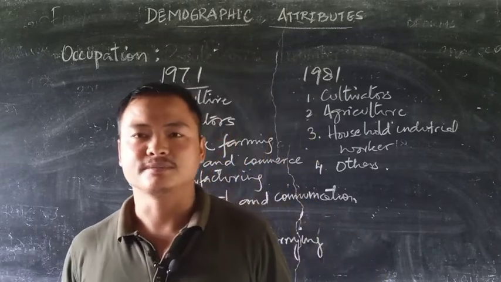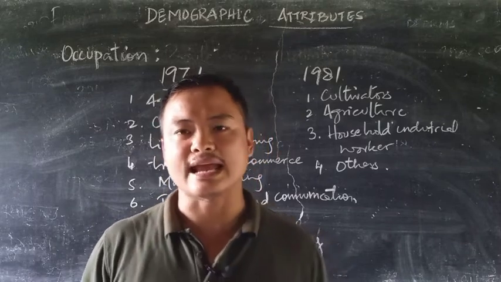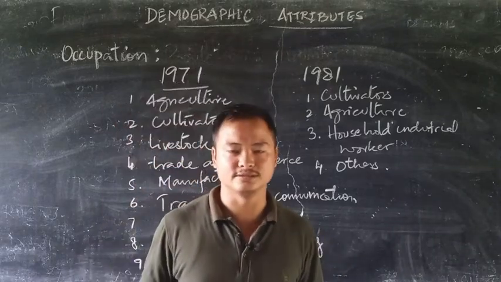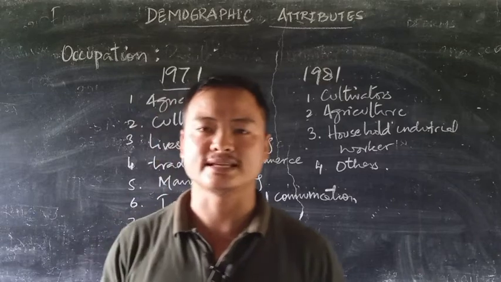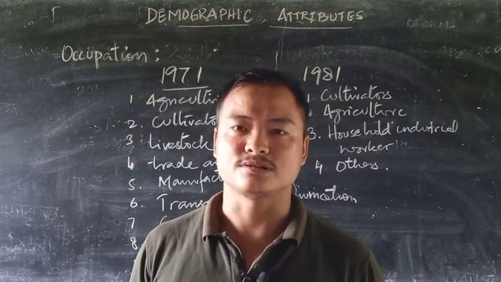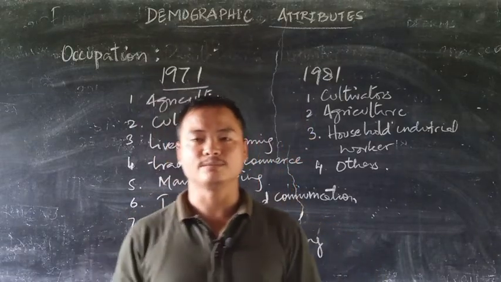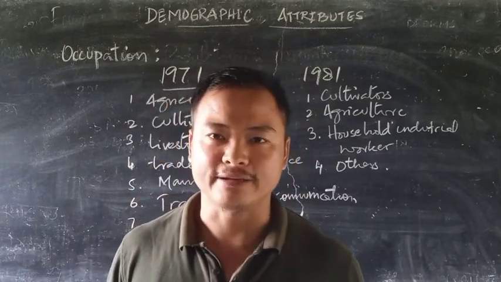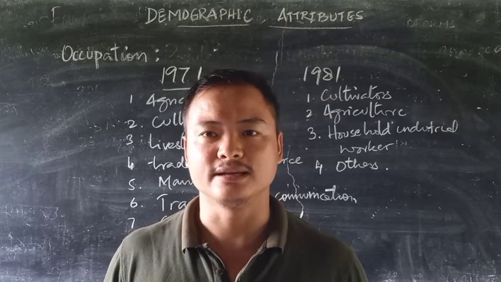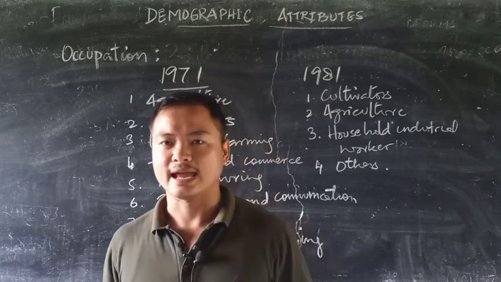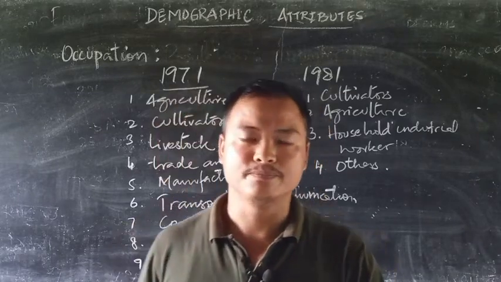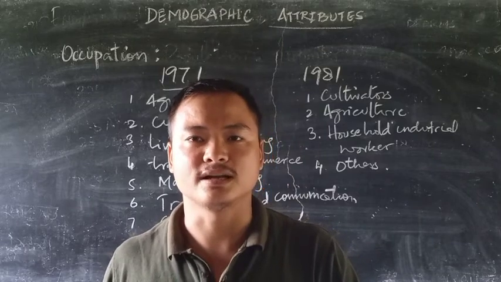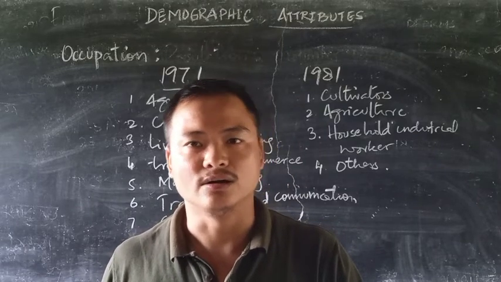Now we will be discussing the implications of these attributes for whatever we have learned: the age composition, sex composition, population structure, and then the working population and then occupation. So all these affect the economic system of India. At the same time, they have also in some way or the other affected the development of the country, either in a positive manner or in a negative manner.